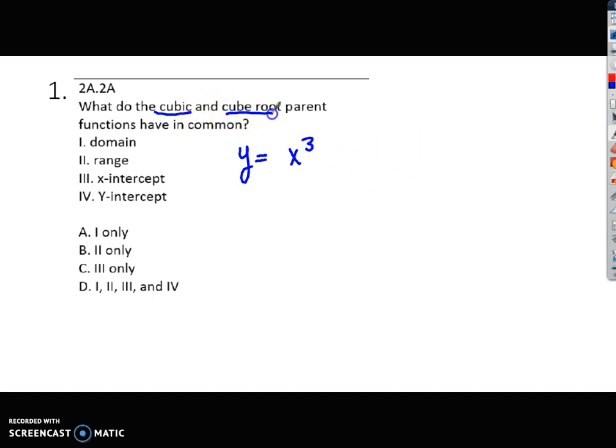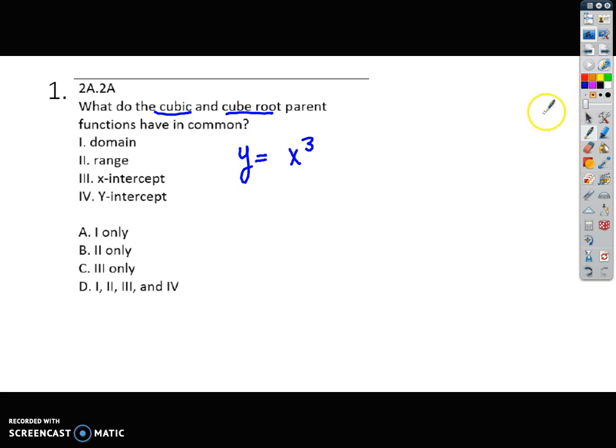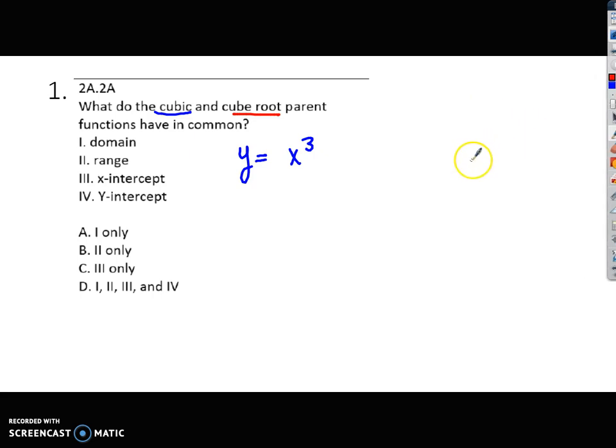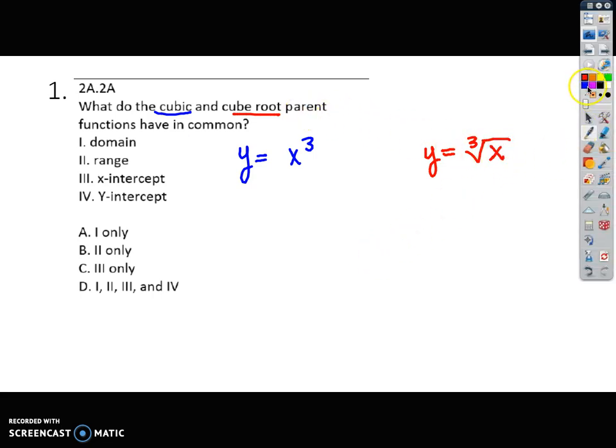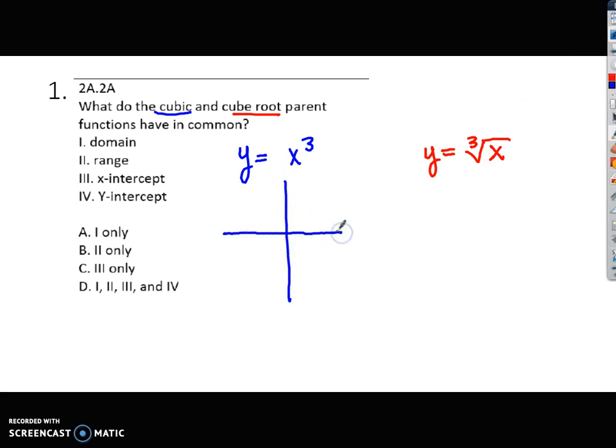The cube root parent function is going to be the basic function, the starting point, the most basic one for all cube root functions. So this is going to be y is equal to the cube root of x, okay? We should know how to graph these. This is your x and y axis, right? This is going to look something like that, right?